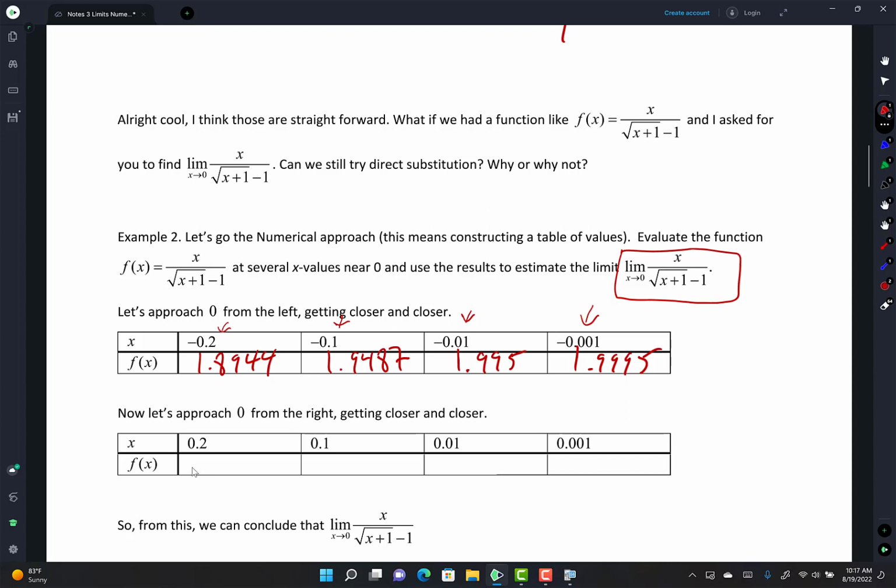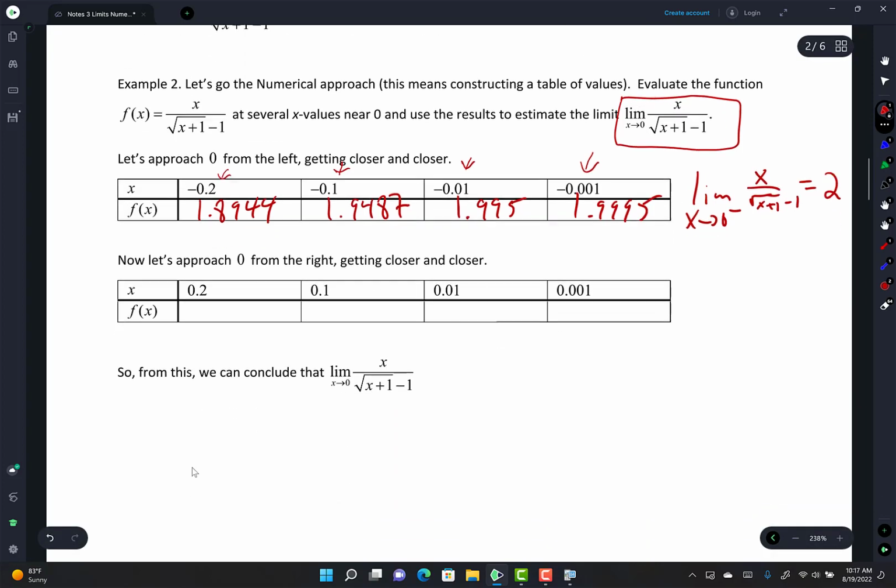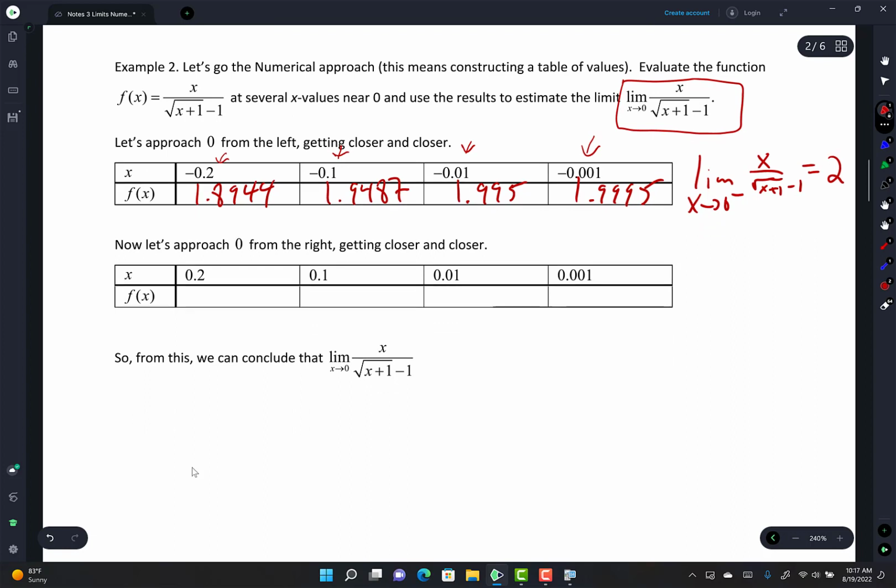All right, so far, here's what I got. Does it look like as I approach 0 from the left, that I'm approaching a number? What value of f of x am I approaching? So I'm going to write limit as x approaches 0 from the left of x over square root of x plus 1 minus 1. Make sure that the minus 1 is outside the square root. It looks like it's 2. So let's see if it's the same if I approach from the right.